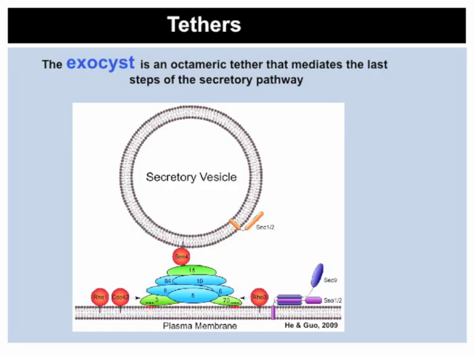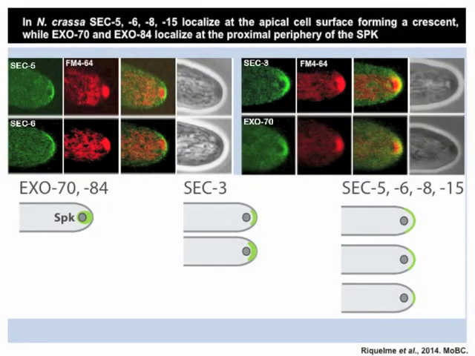So first we look at the exocyst components in Neurospora. Neurospora has one homolog of each of the 8 components of the exocyst, and it's an octameric tether that participates in these last steps of the secretory pathway, as I was mentioning. And what we found is that some of these components, Sec5, 6, 8, and 15, are localized at the very apical part of the plasma membrane of the hypha, and 3 components, Sec3, Exo70, and Exo84, are closer to the macrovesicular area of the Spitzenkörper.